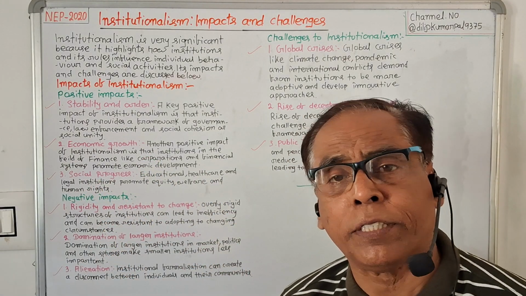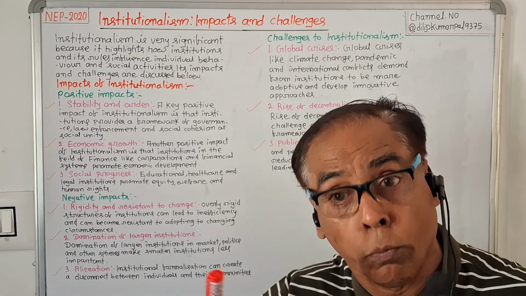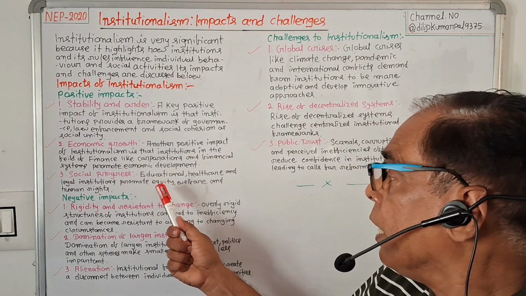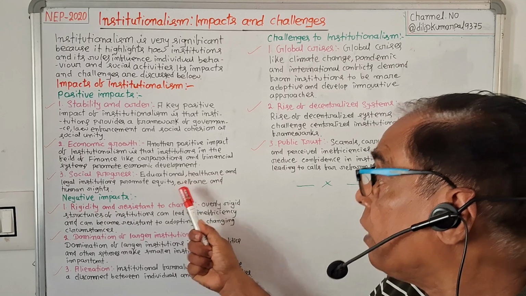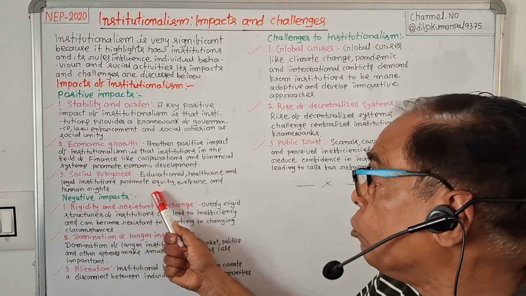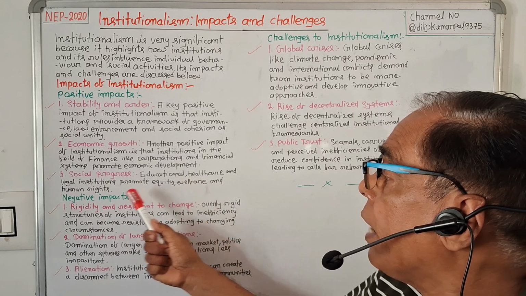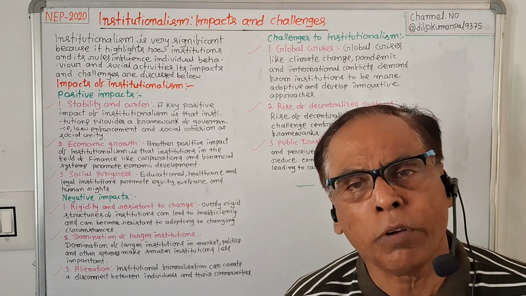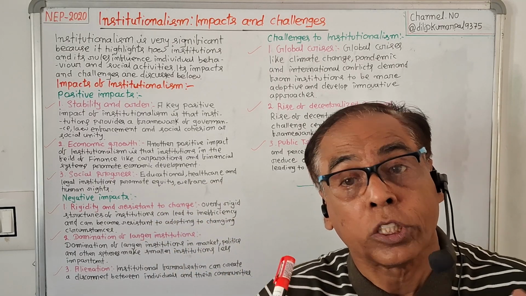Number 3, social progress. Another positive impact of institutionalism is social progress. How? Educational, healthcare and legal institutions promote equity, equality, welfare and human rights.